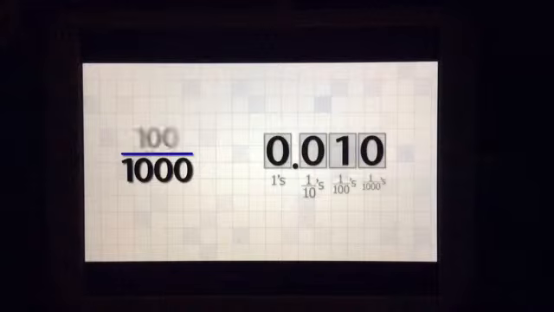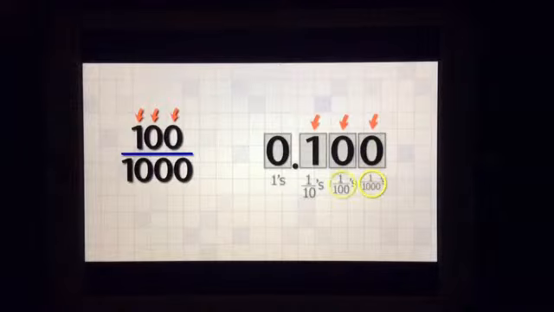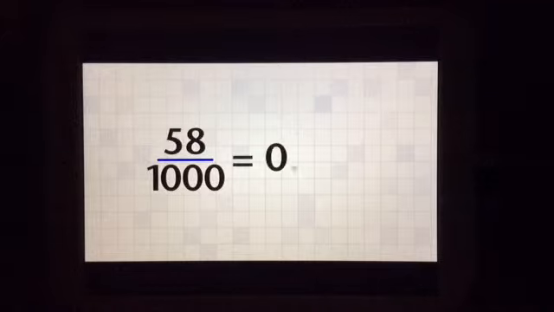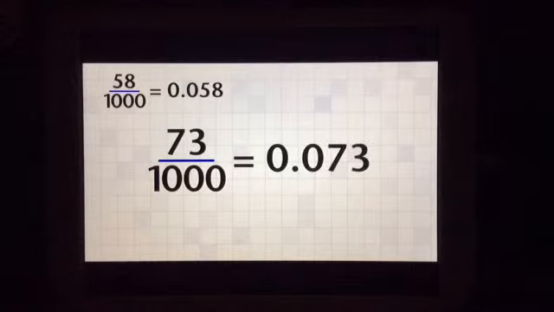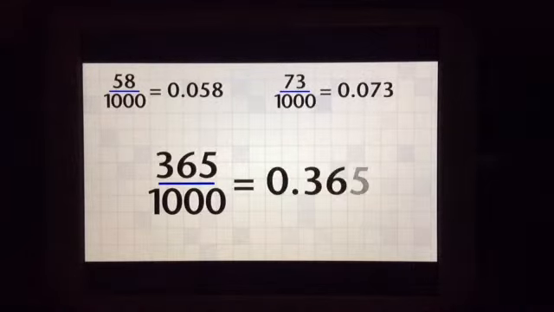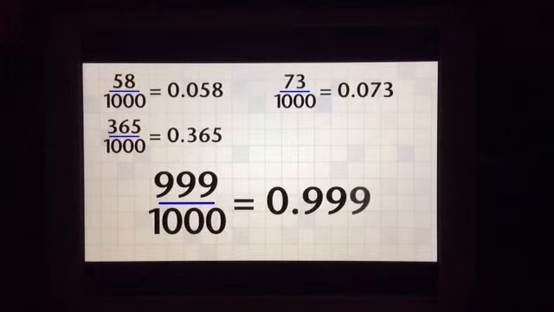We don't really need the 0 at the end, but it helps us see that this was 10 thousandths. All right, what if we have 100 over 1,000? Now that's a 3-digit number on top, so we're going to need to use 3 number places: the thousandths place, the hundredths place, and the tenths place. So as you can see, 100 over 1,000 is just the same as 1/10. Let's see a few more examples. 58 over 1,000 is 0.058. 73 over 1,000 is 0.073. 365 over 1,000 is 0.365. And 999 over 1,000 is 0.999.